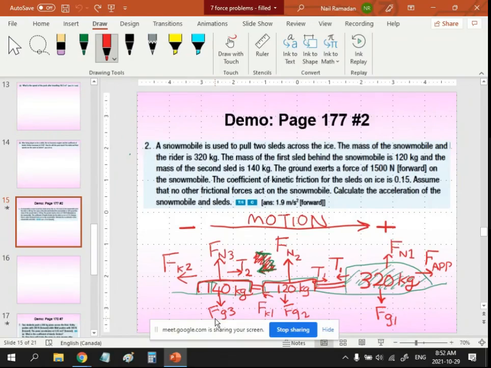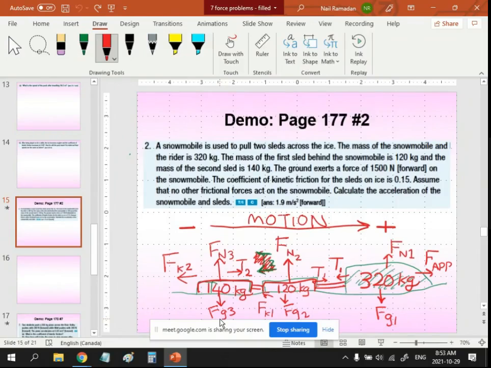Which one is the most complicated or the busiest FBD? The second sled, first sled, or the snowmobile? No, no. Which one has the most number of forces on it? The first sled has 1, 2, 3, 4. This one has 1, 2, 3, 4, 5. This one has 1, 2, 3, 4. Right? Okay. Let's just think about this for a second. Everyone, pencils down. Let's look at the snowmobile.